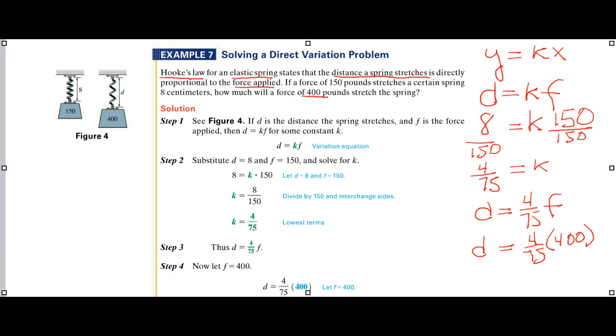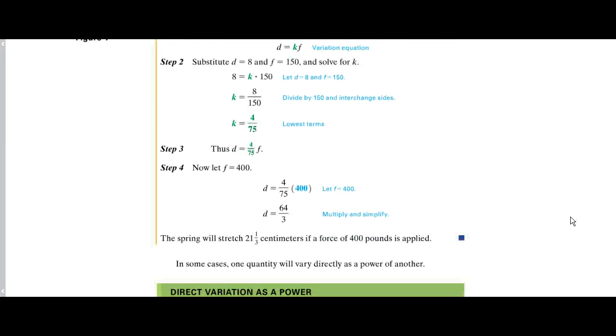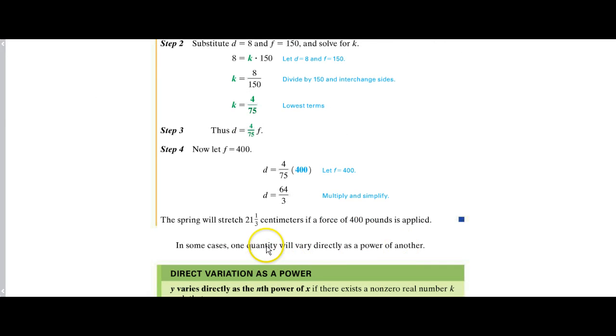So if I went down a little bit, we'll see the answer, but let's work it out. So when I did it, I got 21.3 centimeters. Let's see how the book does. So 0.3 with a bar over it is 1/3. So our answers worked out well.